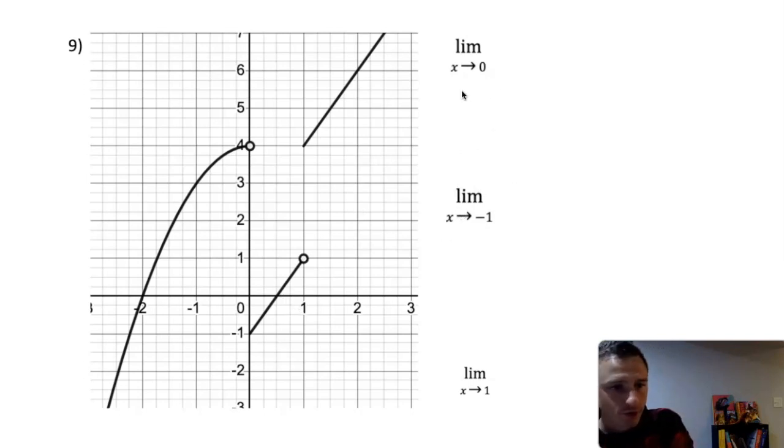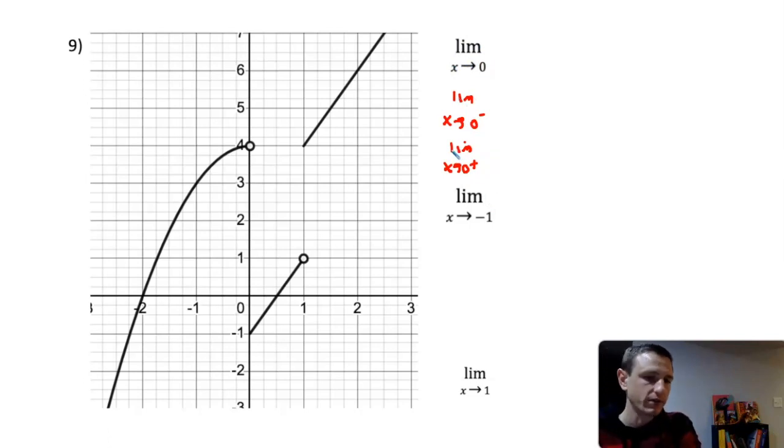What we want to get in the habit of doing is, if I want to know what's happening as x approaches 0, I want to know what's happening as x approaches 0 from the left, and what's happening as x approaches 0 from the right. Typically, the questions will just be like this, and you have to understand the process of getting to that point. So we want to evaluate this first.